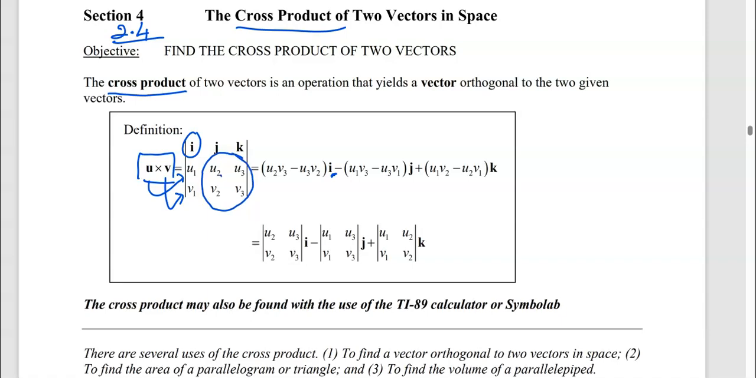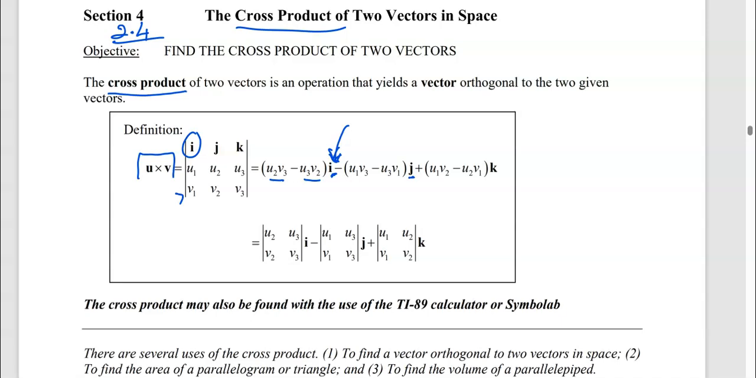You're going to multiply these two guys, u2 times v3, minus this guy, u3 times v2. Okay, the same process we're going to use for j. But before that, for the second one you're going to put a negative here. You see the negative, second one negative, and you're going to put j there again.